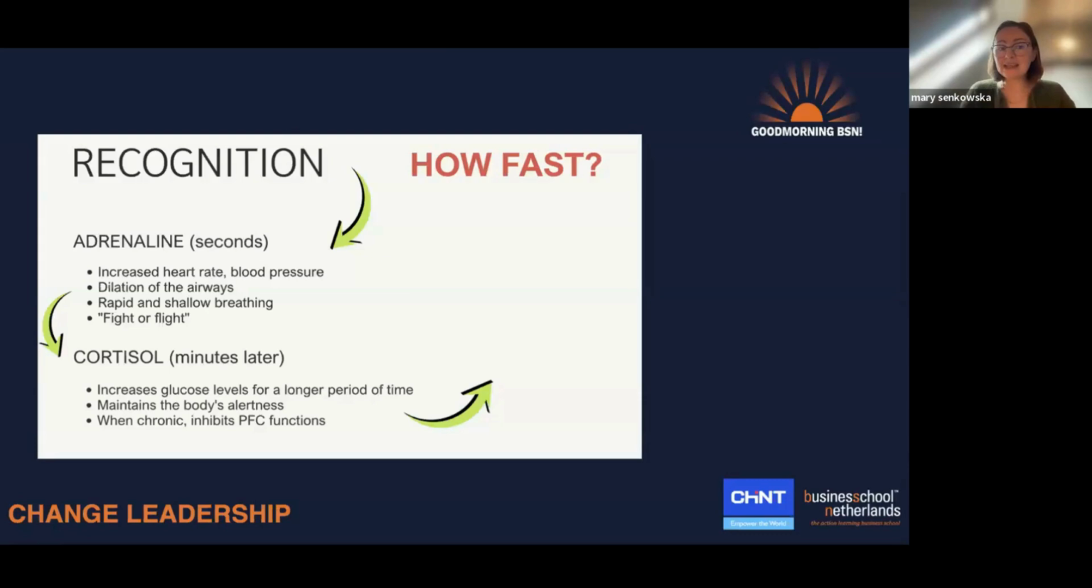That takes seconds, right? If that is not stopped, or our crisis management center doesn't get information that it is safe and we can switch our CEO back on, then the cortisol follows, right? That's minutes later. It increases our glucose levels. And why does it do that? Because adrenaline has never been designed to keep us in that state. It's the cortisol that tries to keep your body in this alertness mode. It maintains that alertness, and when chronic, it inhibits.